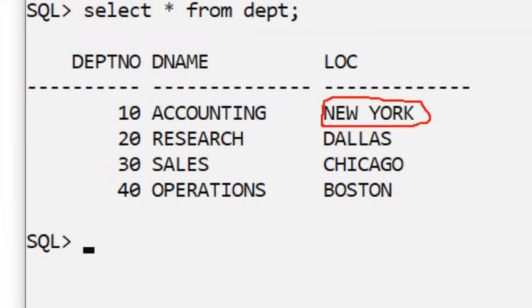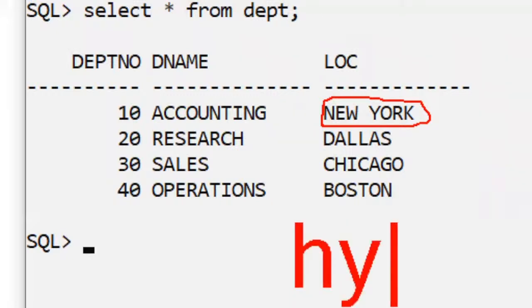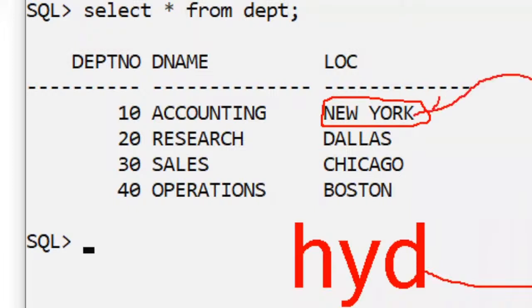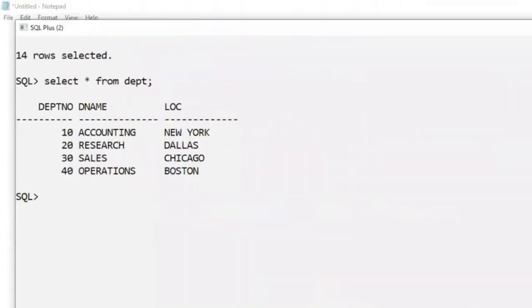In my project, I want to change this. Today, I want to change this New York location into Hyderabad as a location in my project. I want to change this in the relational database. How can I do it? Just at the SQL prompt, we are using the SQL language.